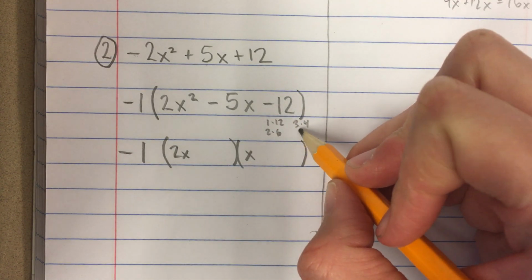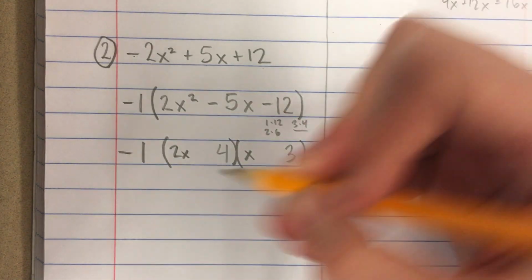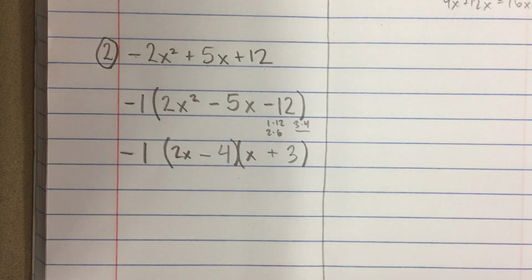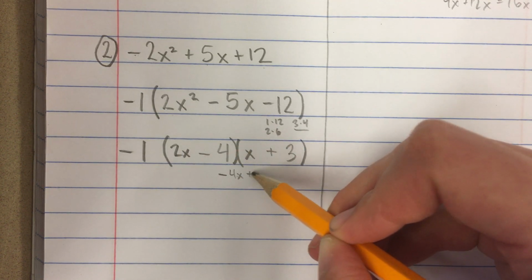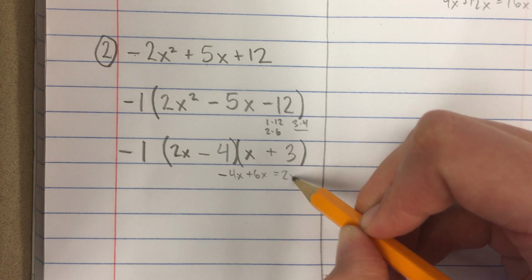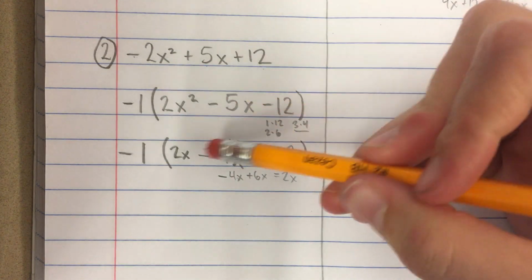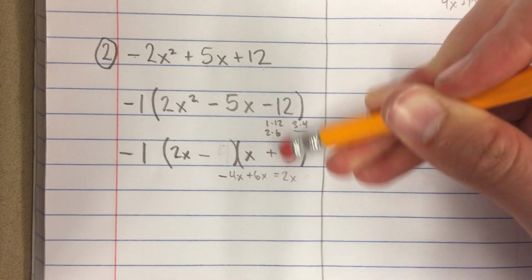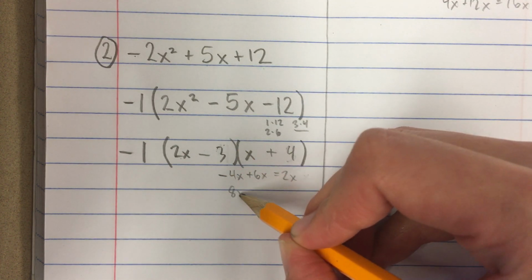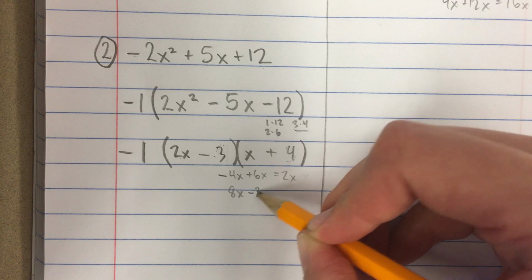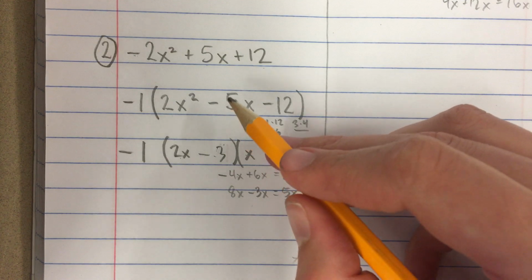So let's start with 3 and 4. So I'm going to put 3 here and the 4 here, and I'm going to make the 4 negative and the 3 positive. We'll just see how it goes. So that's negative 4x and plus 6x. So that's 2x. So that's no good because I want negative 5x. So let's see what happens when we switch 3 and 4. 2x times 4 is 8x, and negative 3 times x is 3x. Ooh, close. That's positive 5x, and I want negative 5x.